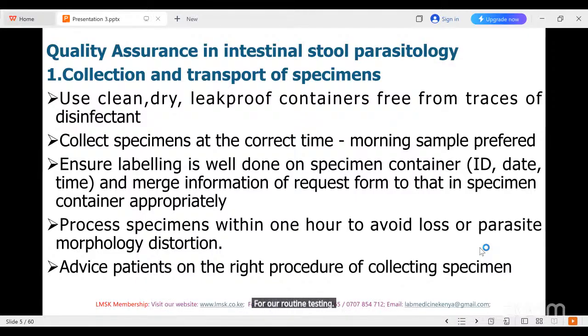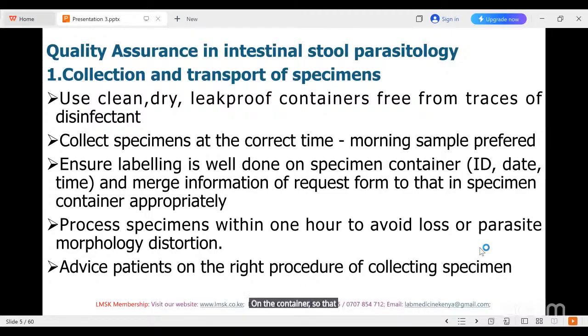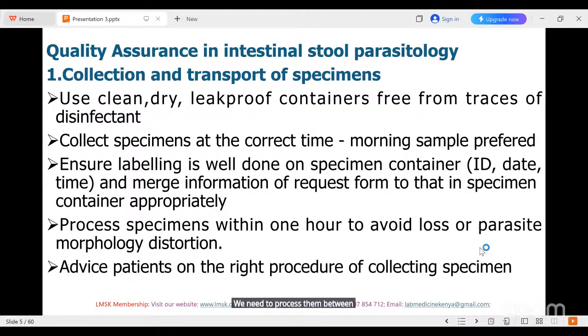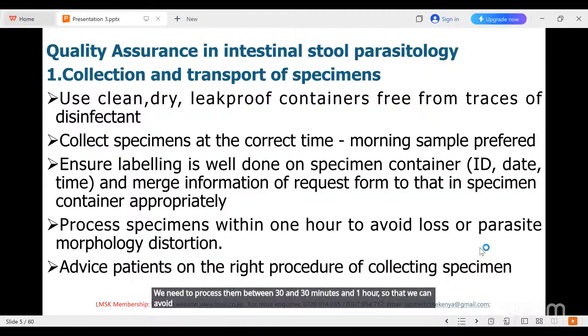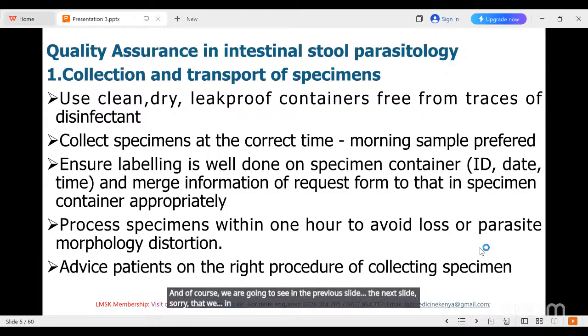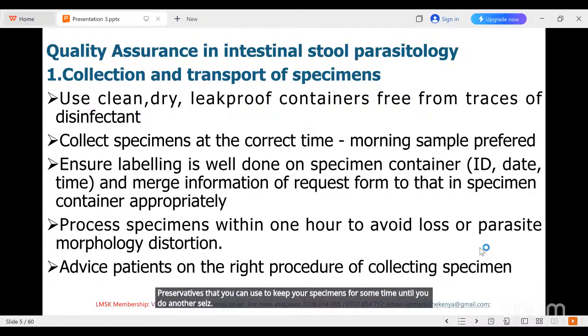Number 3, we always ensure that our QC is taken care of in terms of ID on the specimen container, the date and time of collection, and always make sure that you've matched the information from the request form or patient booklet with that information on the container so that you can avoid mismatches. Then another one is to process these specimens as fast as possible. We need to process them between 30 minutes and 1 hour so that we can avoid losing some of the morphology. And of course, we're going to see in the next slide that in case you cannot process immediately, then you might have preferable preservatives that you can use to keep your specimens for some time until you do analysis.